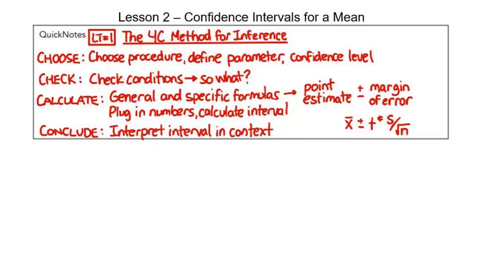The specific formula is different than when we did this for proportions. Now it's x bar plus or minus t star times s divided by square root of n. What's different about the procedure this time? Again, when we did this for proportions, it was a 1 sample z interval for p. And now it's what? Yes, 1 sample t interval for mu. What is the parameter that we will be defining? Mu. We will be defining mu.